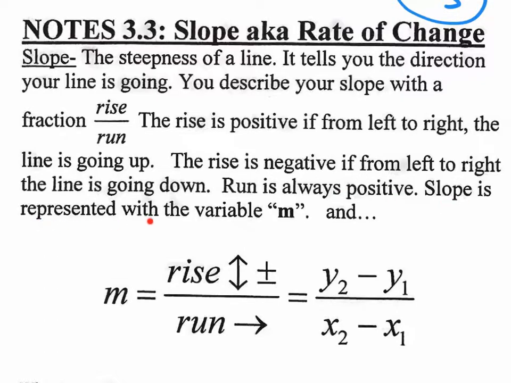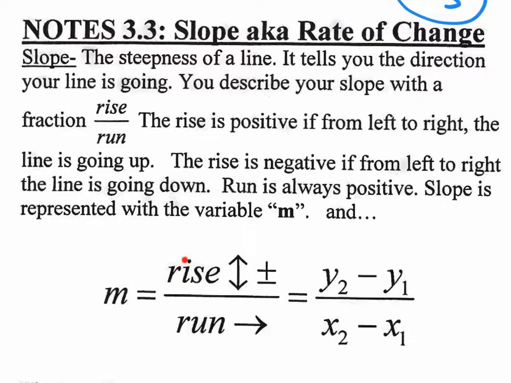Slope is always represented with the variable m. I don't know, maybe because m for mountain? I really don't know why it's represented with the variable m, but m always represents slope, okay? So once again, if you see m, that really means the word slope. Your slope is going to be a fraction, rise over run.